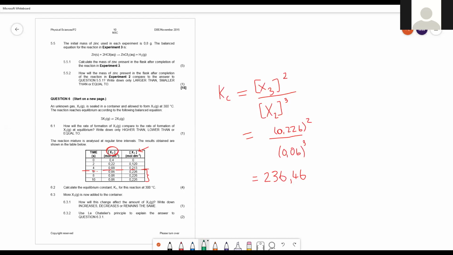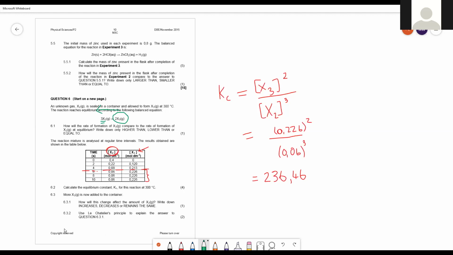So question 6.3 will then ask what's going to happen if you increase your products. How is it going to affect your reactants? So they're basically asking you, if you're increasing the products, it's going to favor the reverse reaction, and that's going to mean that your reactants will increase. Why does it happen? Because Le Chatelier states that by increasing the products, the reaction will want to balance the scale again by decreasing the products and increasing the reactants.